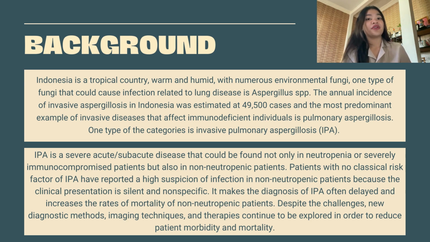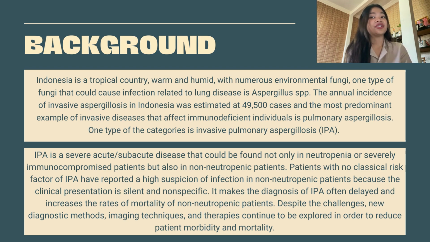One of the categories is invasive pulmonary aspergillosis, or IPA. IPA is a severe acute or subacute disease that could be found not only in neutropenic or severely immunocompromised patients but also in non-neutropenic patients. Patients with no classical risk factor for IPA have a high suspicion of infection because the clinical presentation is silent and non-specific. It makes the diagnosis of IPA often delayed and increases the mortality rate of non-neutropenic patients.